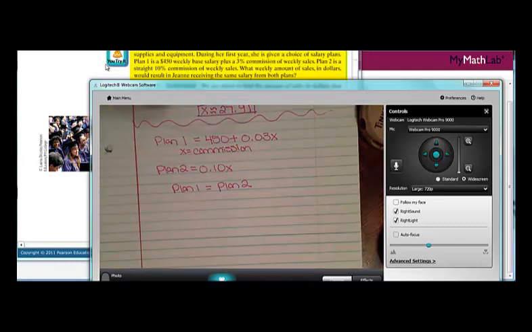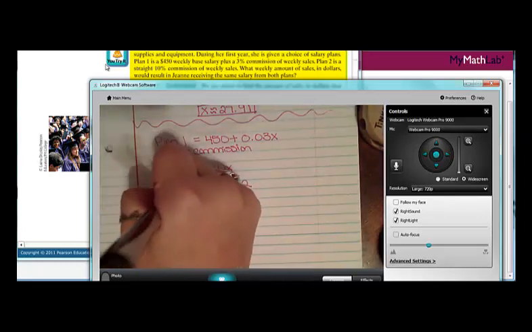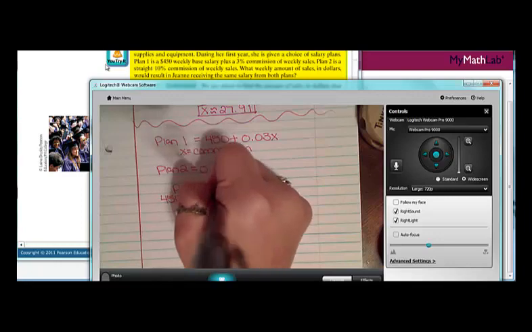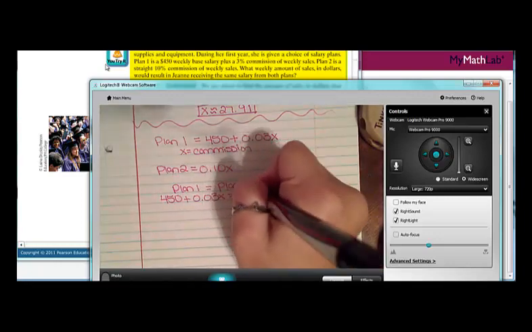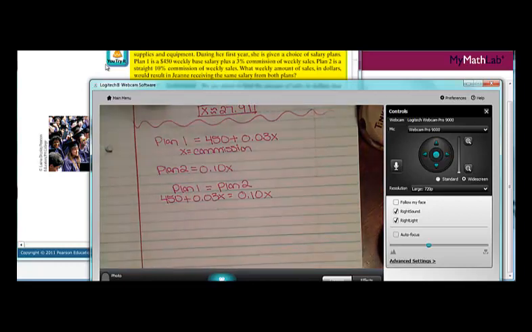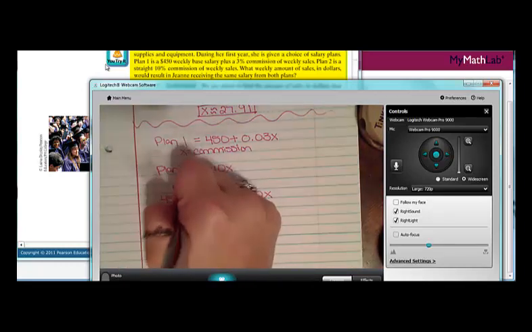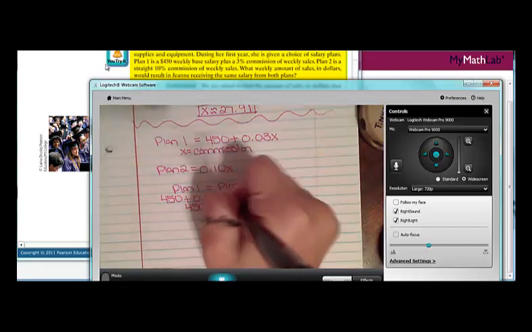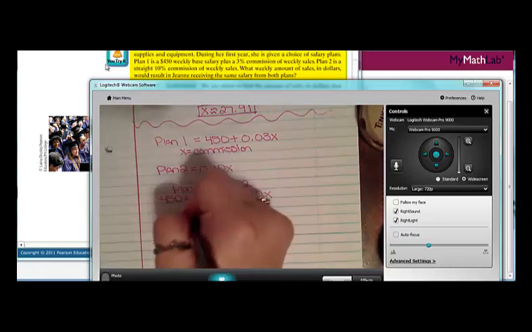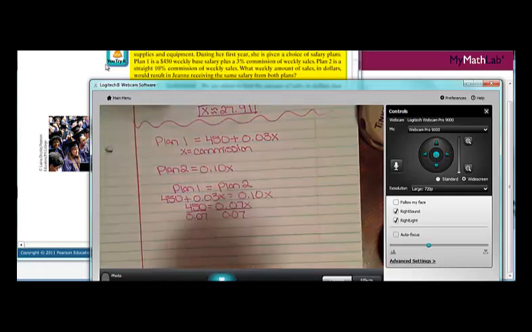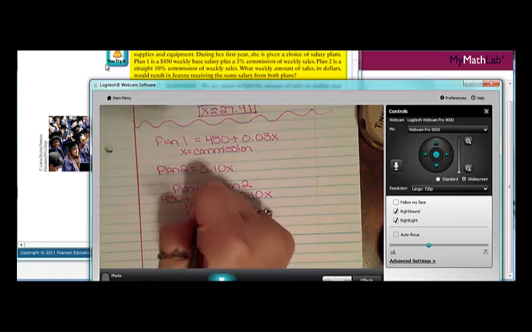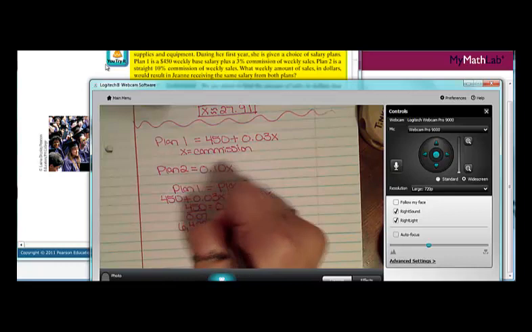Okay, so that means we have $450 plus 0.03x equals 0.10x. I'm going to subtract over my 0.03x, and I get 0.07x. Then I will have to divide both sides by the 0.07. So, 450 divided by 0.07, and I get 6,428.57. Again, I'm doing squiggly equal signs because it did have more than that, but we're dealing with dollars.